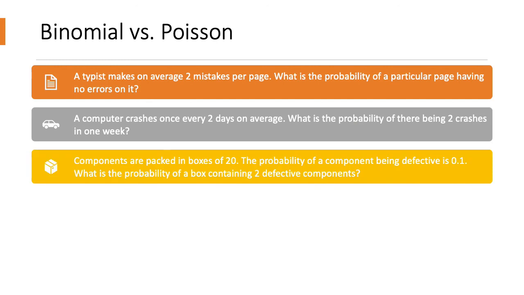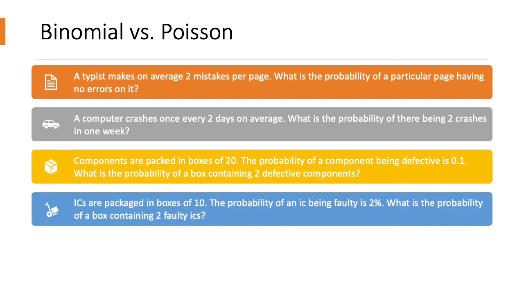Components are packed in boxes of 10. The probability of a component being defective is 0.1. What is the probability of a box containing 2 defective components? That will be a binomial as we have an upper limit. ICs are packed in boxes of 10. The probability of an IC being faulty is 2%. What is the probability of a box containing 2 faulty ICs? That would again be binomial since we have an upper limit.